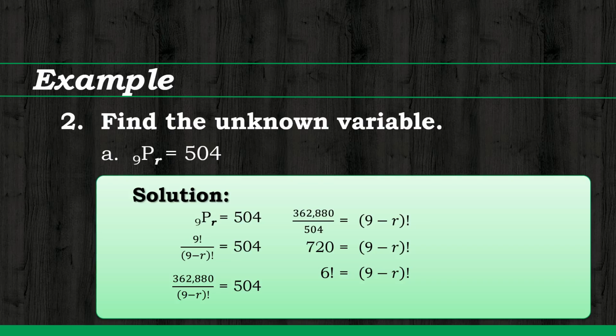Since we're looking for the value of r, we will have 6 equals 9 minus r. By addition property of equality, we will have 6 minus 9 equals negative r. 6 minus 9 is negative 3. That is equal to negative r. By multiplication property of equality, we will have r equals 3.